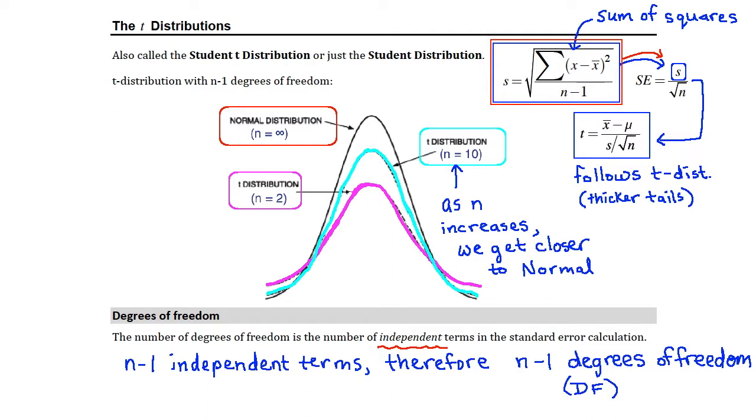So the part that we really need to know from all of this is that when we're doing inference for a mean, we have a t-distribution with n-1 degrees of freedom, and we want to understand that these t-distributions do resemble the normal distribution, even though they are their own class of distributions, and we have a whole bunch of them, one for each number of degrees of freedom. They do get closer to the normal distribution as the number of degrees of freedom increases. That's also helpful to know.